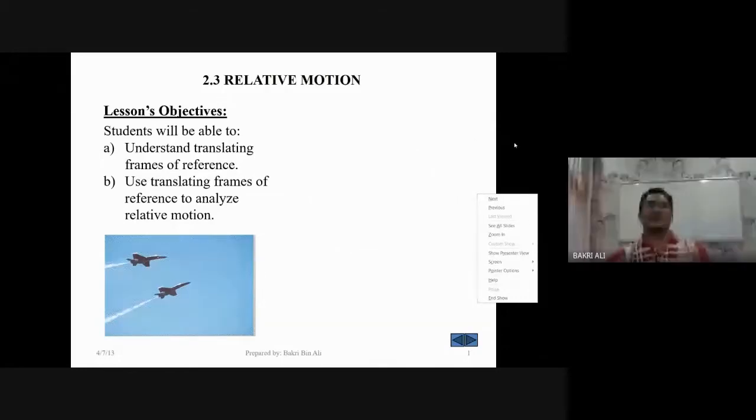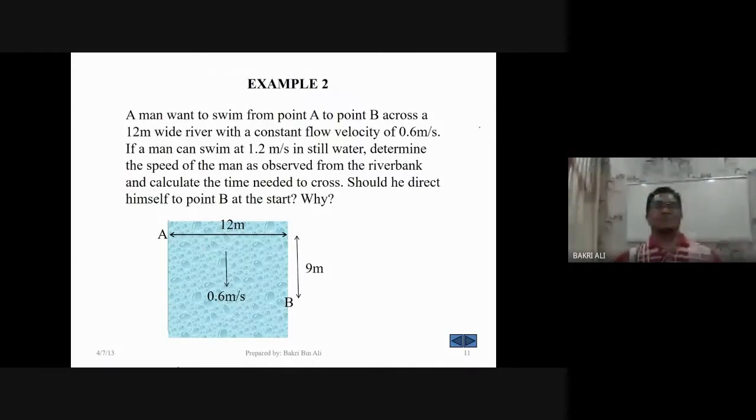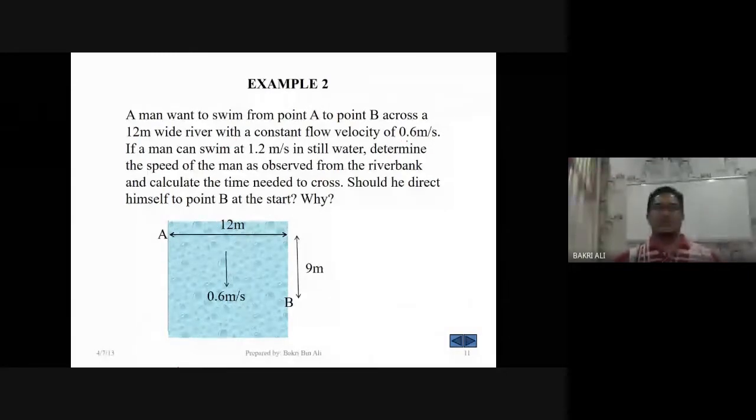Okay, today we will start with relative motion. In example 2, a man wants to swim from point A to point B across a 12 meter wide river with a constant flow velocity of 0.6 meter per second.